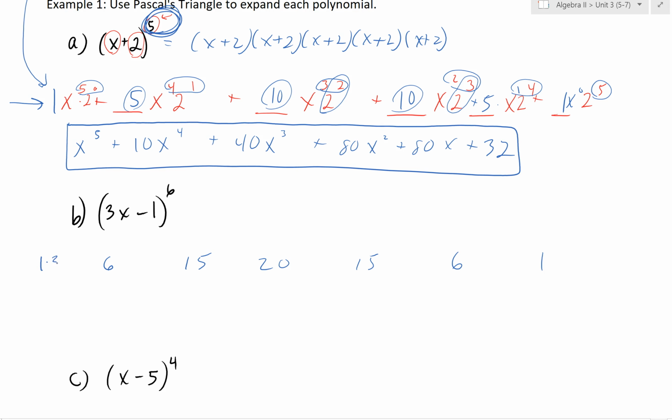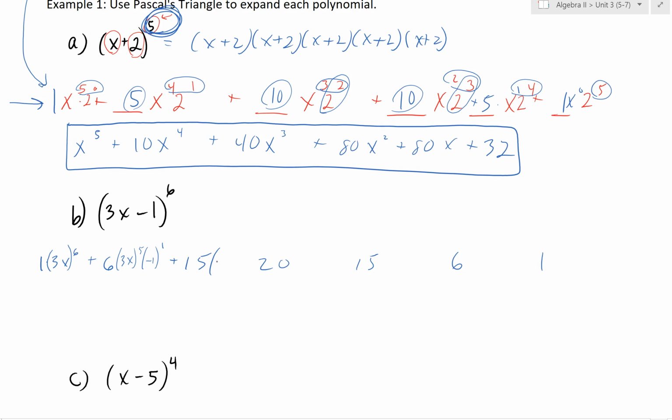a lot of you may write this by mistake, 3x to the 6th, when it's actually the quantity of 3x to the 6th. Now that's going to make a huge difference in your answer. So make sure you put that in parentheses. Then we're going to have 3x to the 5th and negative 1 to the 1st. Now notice how I brought the negative sign with the 1.